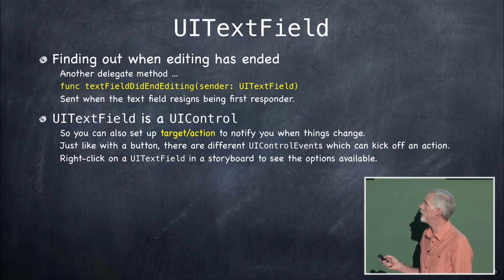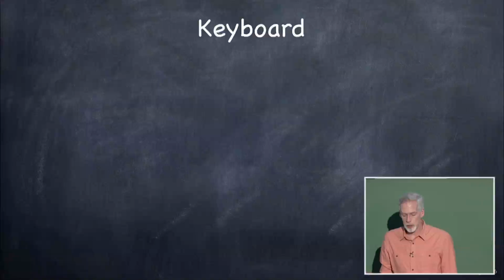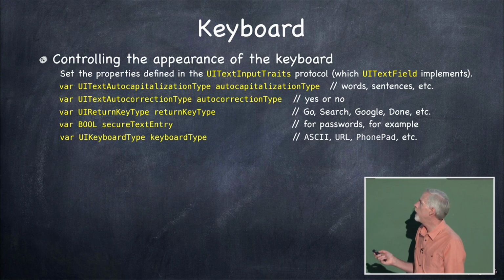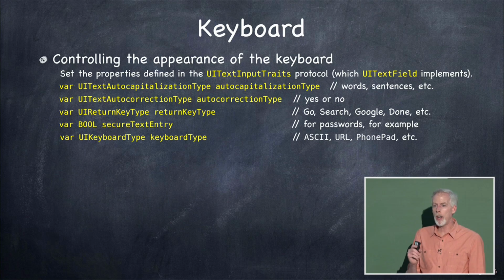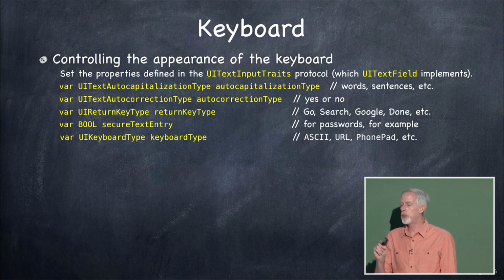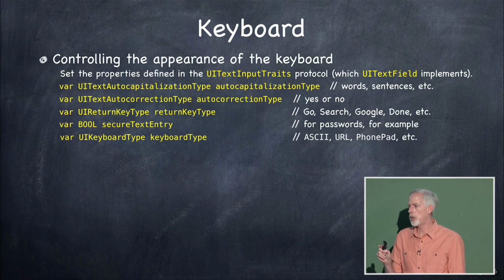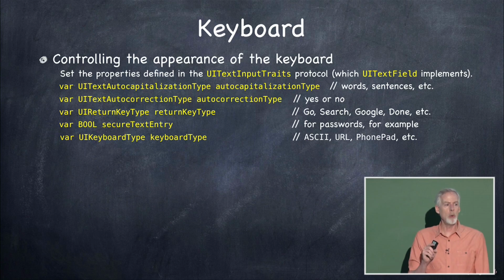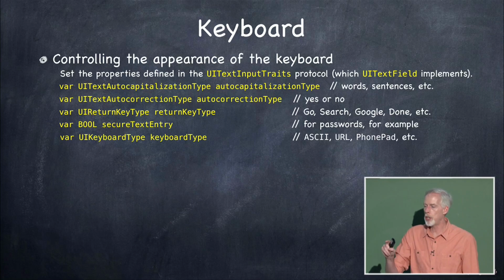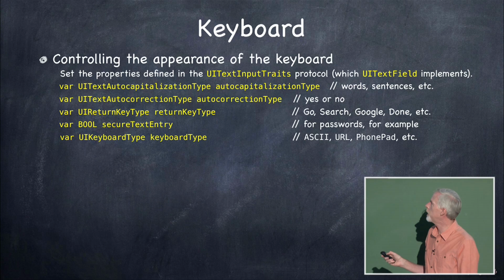Okay, so that's another interesting one. And as I said, text field is a UI control. You can do target action, just control drag. The keyboard, you configure the keyboard actually by talking to the text field. There's no UI keyboard object that you talk to in iOS. Okay? When you want to configure your keyboard, you talk to the thing that's bringing the keyboard up. In this case, the text field.